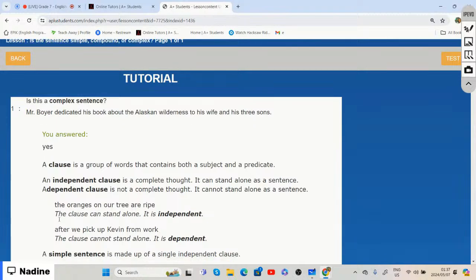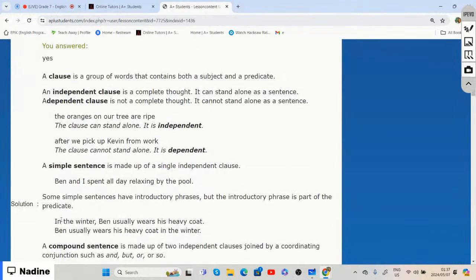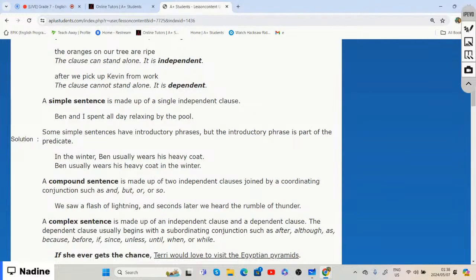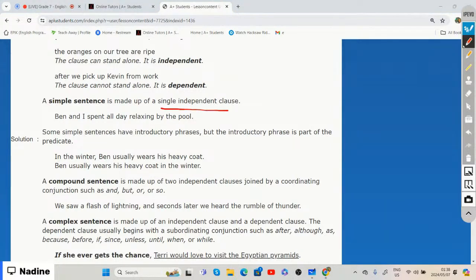So we said an independent clause expresses a complete thought and it can stand alone as its own sentence, whereas a dependent clause cannot stand alone as a sentence, right? Then a simple sentence is made up of a single independent clause, only one independent clause, right? That's a simple sentence. Some simple sentences have introductory phrases, but the introductory phrase is part of the predicate.